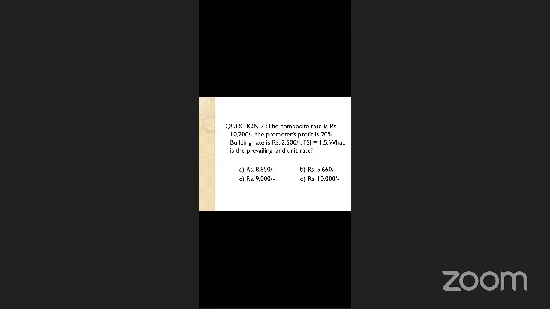Here, what we need is the land rate. That is the first one, 9,000. This land rate, how they arrive in reverse order. This is the method. The same process you are doing in reverse way. The only difference is promoter's profit changed to 20% instead of 15%. That's all. Okay. I hope it is clear.